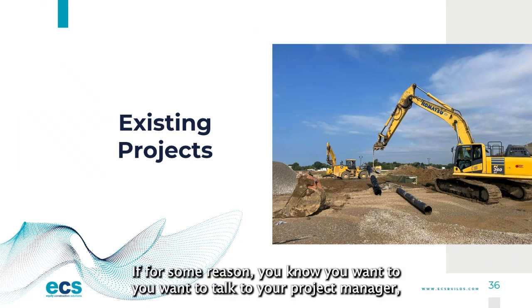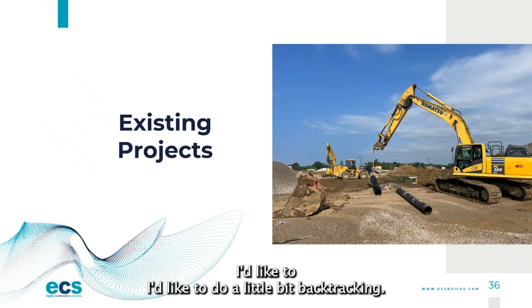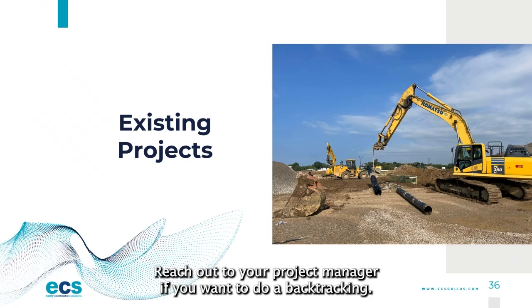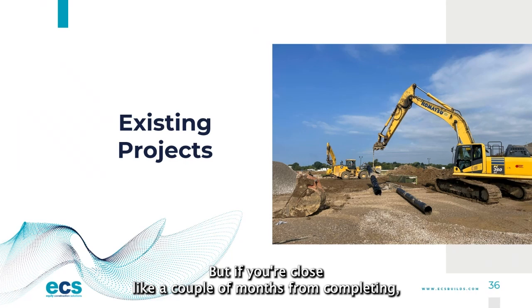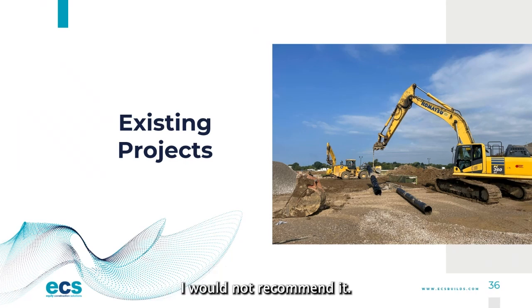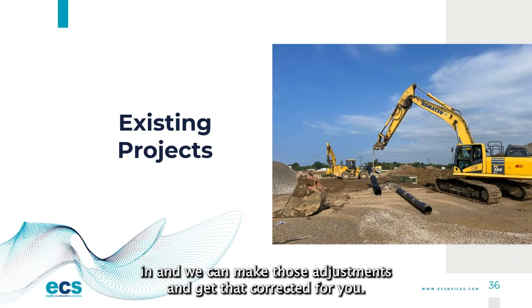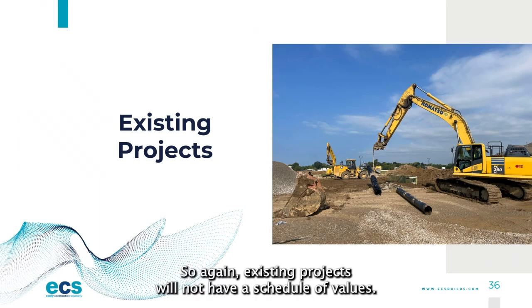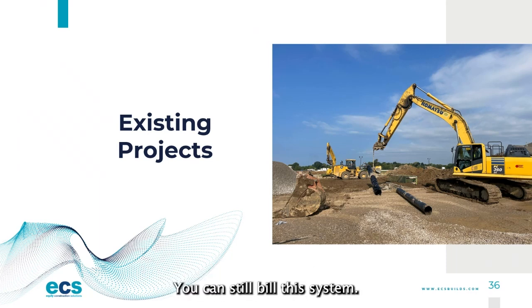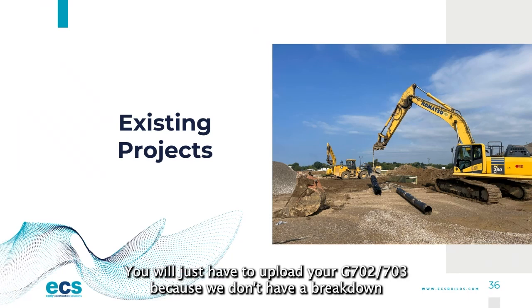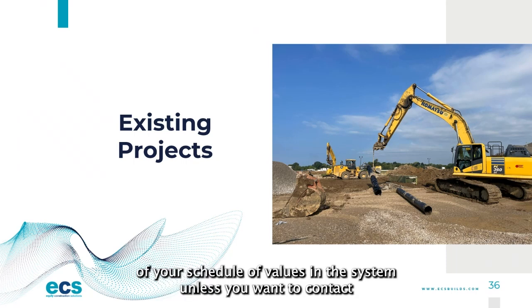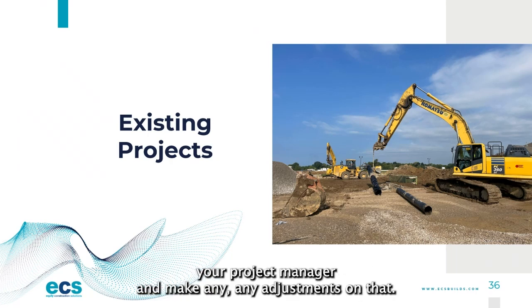If for some reason you want to talk to your project manager and say, I'd really like to do this, I'd like to do a little bit of backtracking, reach out to your project manager. But if you're close, like a couple of months from completing, I would not recommend it. If you've only done one invoice, it's probably pretty easy to get your schedule values in, and we can make those adjustments and get that corrected for you. So again, existing projects will not have a schedule of values. You can still bill in the system. You will just have to upload your G702, 703 because we don't have a breakdown of your schedule values in the system, unless you want to contact your project manager and make any adjustments on that.